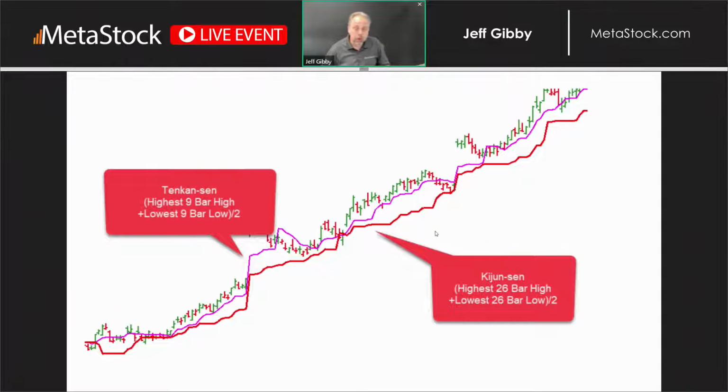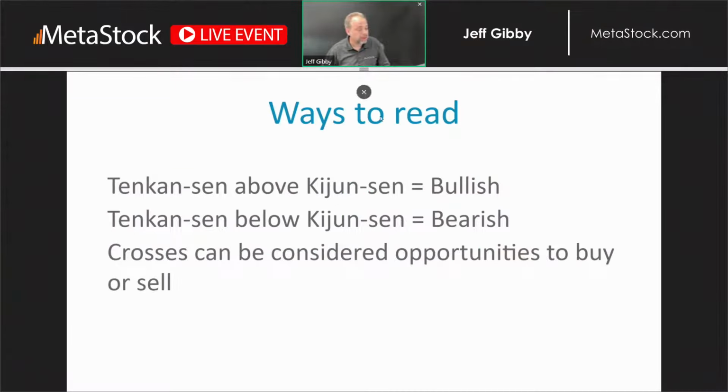Okay. If we're looking at the Kijun-sen, it's the same calculation, except you look for the highest high in the last 26 days and the lowest low in the last 26 days. You add those together and divide by 2. Then you have your Tenkan-sen, the purple line, and the Kijun-sen, which is the red line. Okay. Now I've got this loaded. We're going to talk about this on the chart, but there are some ways you can start to read the Tenkan-sen and the Kijun-sen.